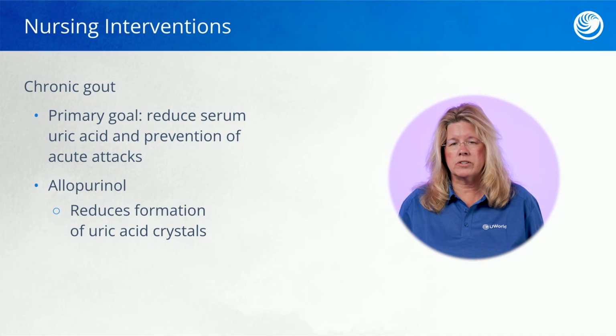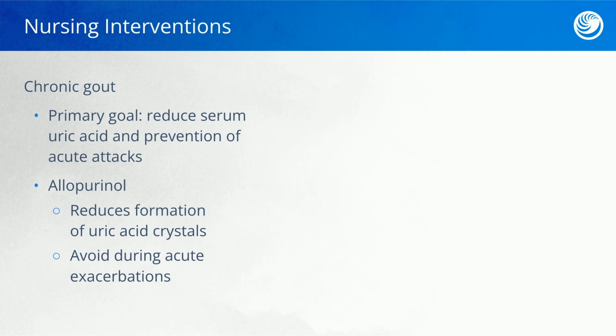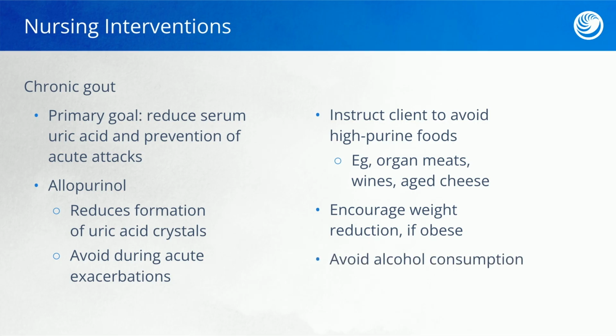We do not want to start allopurinol during an acute exacerbation because it can precipitate acute attacks by breaking the crystals. We will also instruct the client to avoid high purine or high protein foods. Examples of this would be organ meats, wines, and aged cheeses. We encourage weight reduction if obese, and again, avoid alcohol consumption because it is high in that purine, which can break down into uric acid.